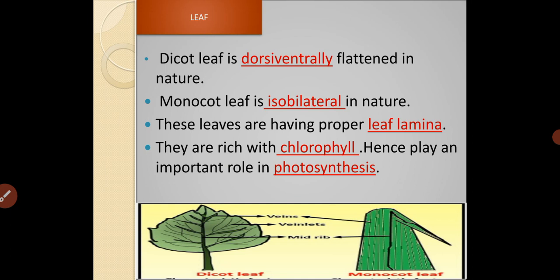Leaf. In case of the mesophyte, if it is a dicot leaf, it exhibits the dorsiventrally flattened condition. In case of the monocot, it is isobilateral in nature. The leaves have proper leaf lamina. They are rich with chlorophyll, hence they perform the function of photosynthesis.